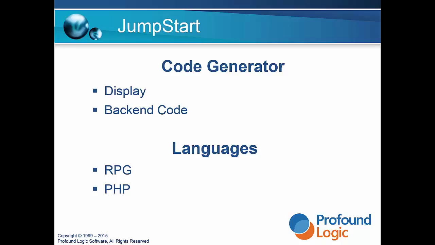Well, what is JumpStart? JumpStart is a code generation tool that will generate a number of different types of applications which you can then use as a starting point to create your specific application or program you're attempting to write. It'll generate the front end, the display, and also the back end code. At the moment we support two types of back-end languages, RPG and PHP. This demonstration is going to focus mainly on RPG.